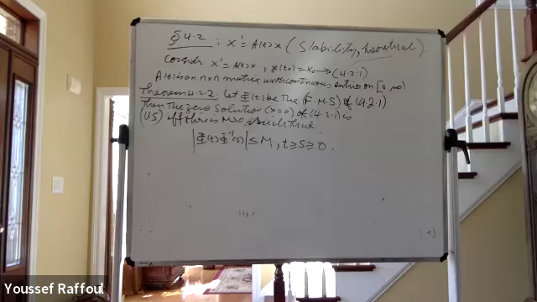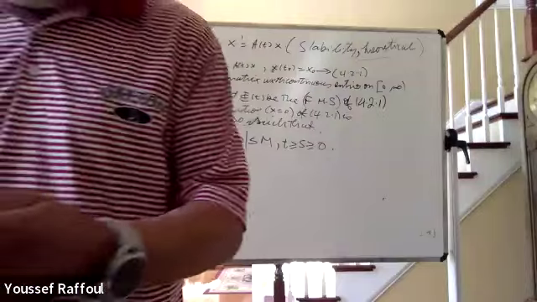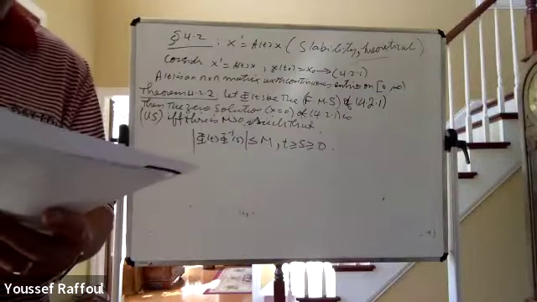Now, we're going to talk about the uniform asymptotic stability. And that is a little bit too strong.